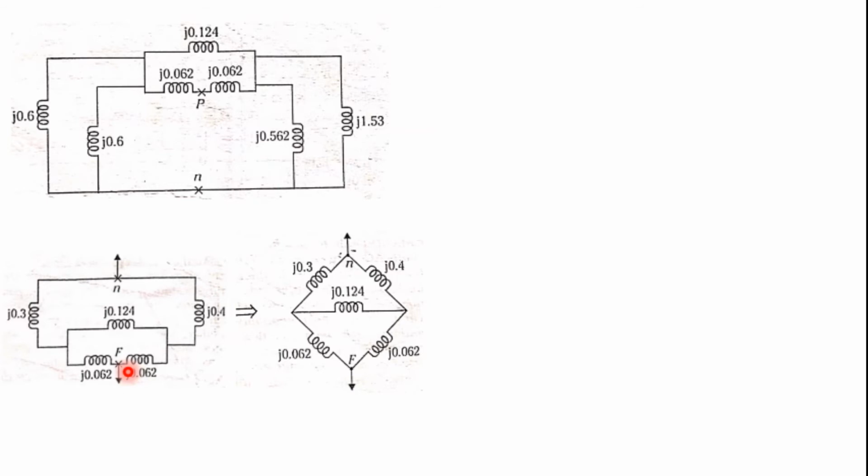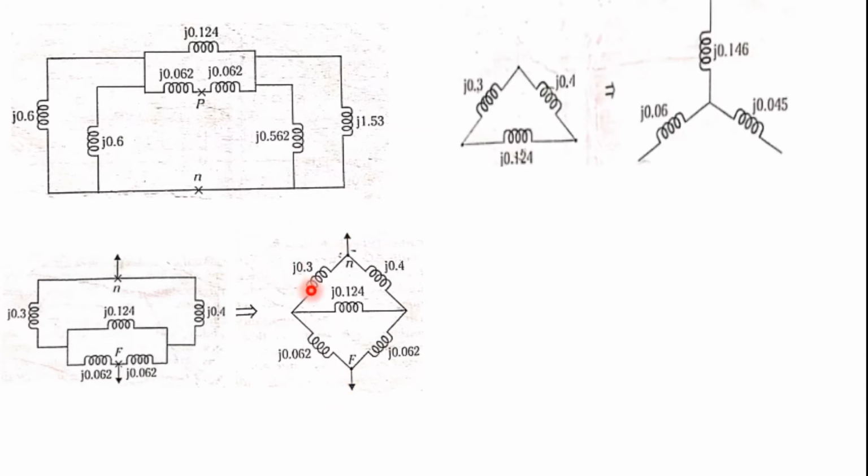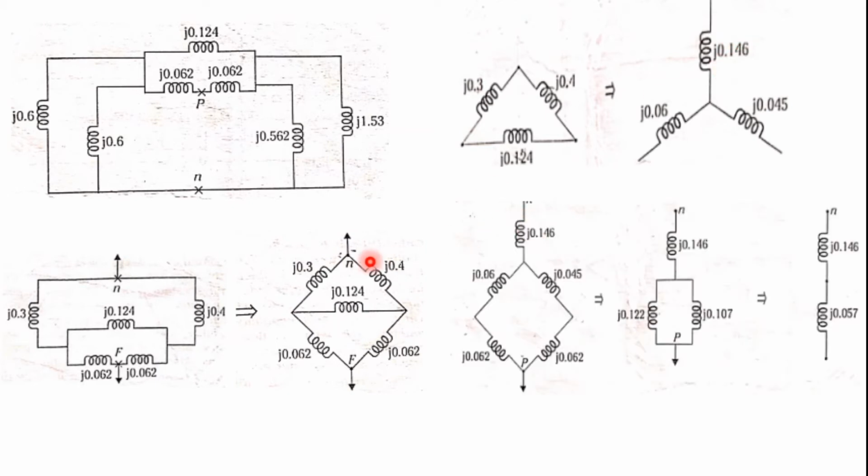Here we just redraw this. This is 0.3, this is 0.4, this is 0.24, this is 0.062, this is 0.062. That's fault F, this is N. Here we cannot solve because it is a delta. So consider the upper portion and convert it into star. So this is what we'll get. The delta becomes a series, meaning the star.